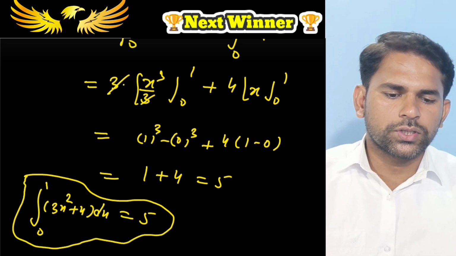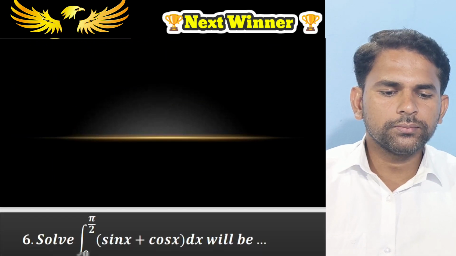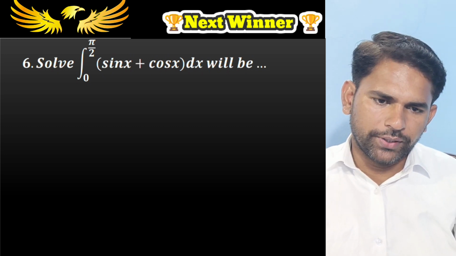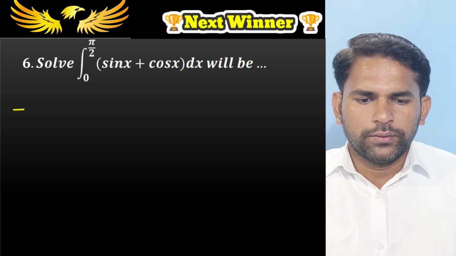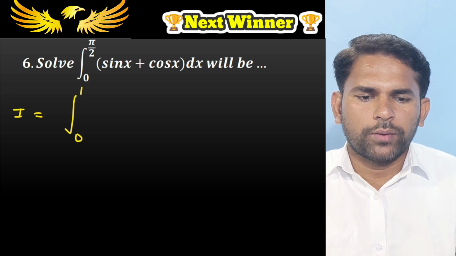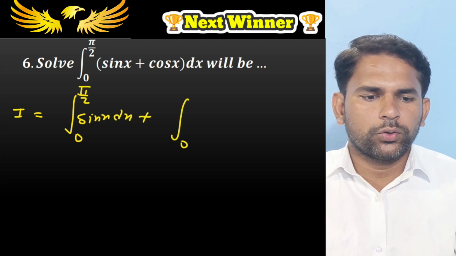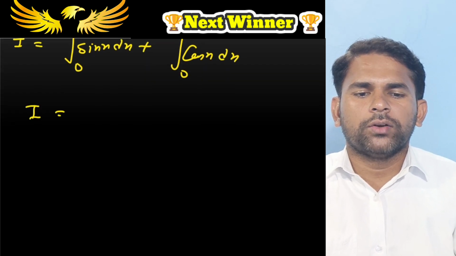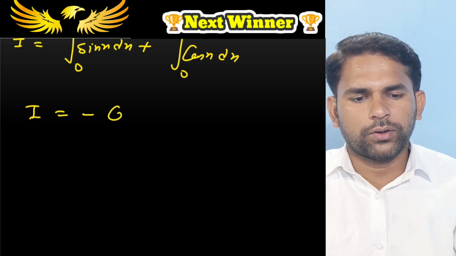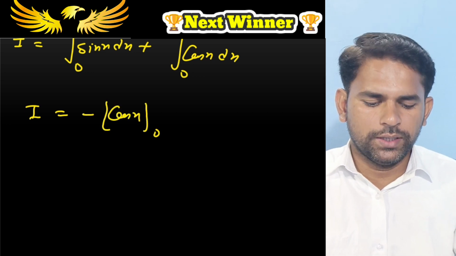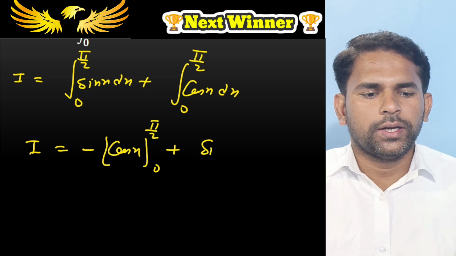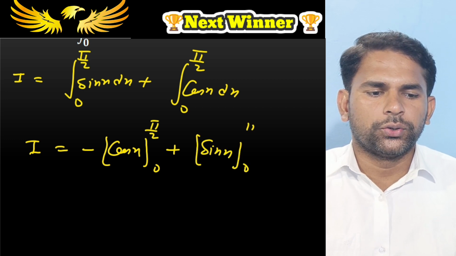Okay, now the next question you can see on the screen: integration of sin x plus cos x with the limit 0 to pi by 2. So again we integrate this, I am writing separately: integration from 0 to pi by 2 of sin x dx, plus integration from 0 to pi by 2 of cos x dx. You know very well the integration of sin x gives minus cos x, limit 0 to pi by 2, plus the integration of cos x gives sin x, limit 0 to pi by 2.